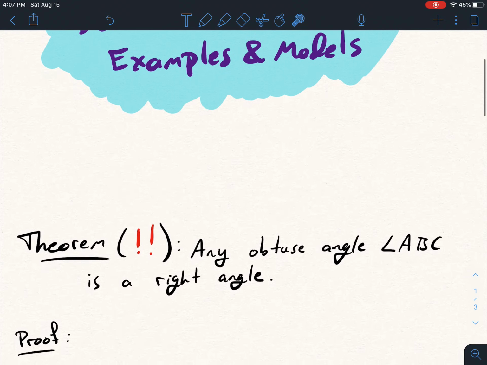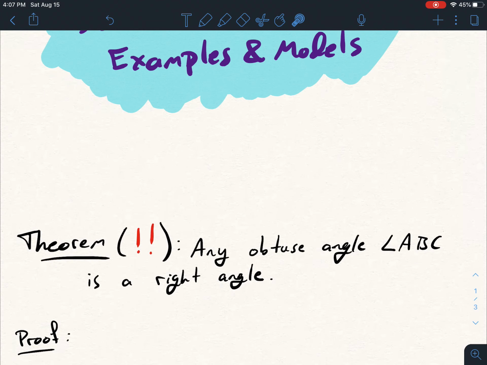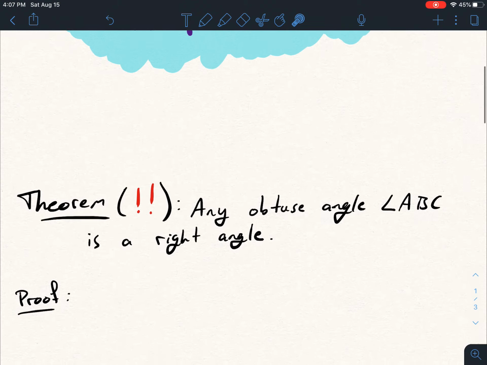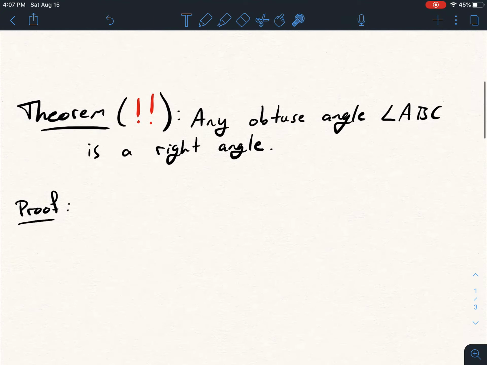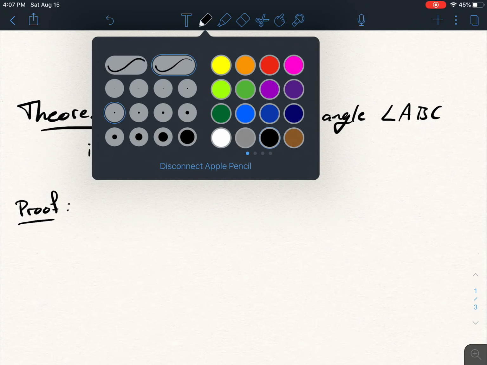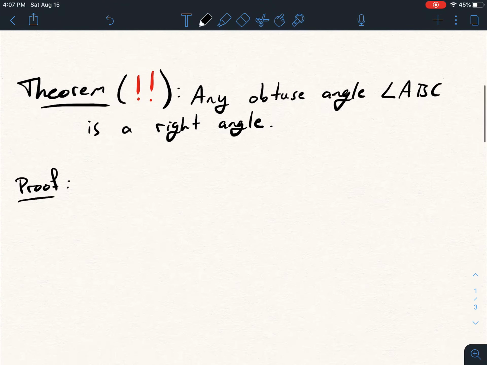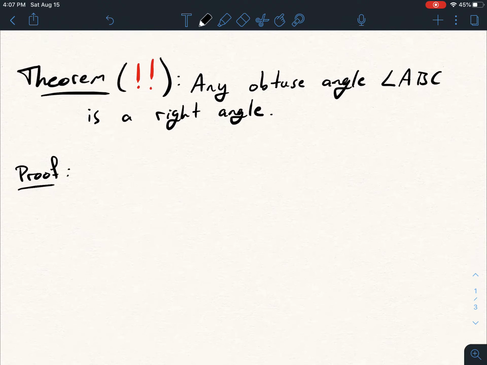So what I'm going to do is prove this to you, and you're going to be completely convinced by the end of the video that angles bigger than 90 degrees are actually equal to 90 degrees. Or maybe you're not. Maybe you're going to find the flaw in my logic, the flaw in my reasoning, and you're going to call me out on it, and you're going to know exactly what's going on here. So let's find out if you're able to find the flaw in my reasoning.